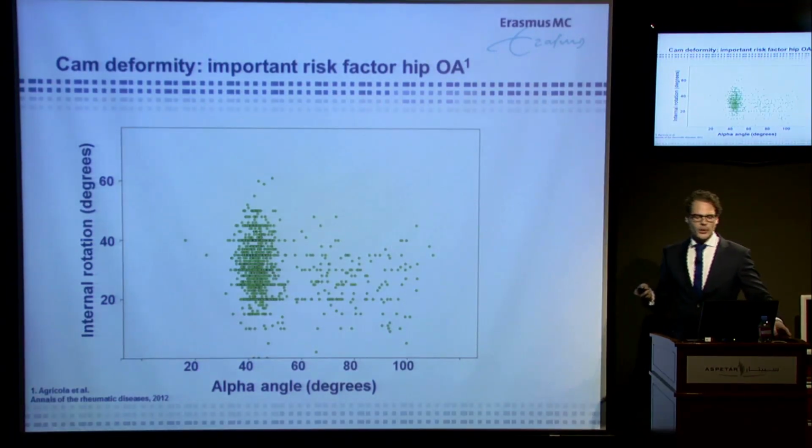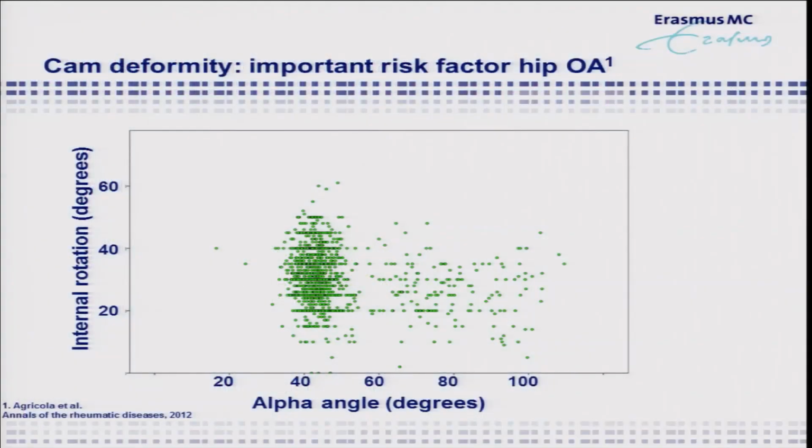But will it lead to OA? Another important question. We did a study in a large cohort of 1,000 Dutch subjects with a mean age, somewhat older people, mean age of 55 years. And on the x-axis, there's the alpha angle, so the measure of cam deformity, and on the y-axis, the degrees of internal rotation. And every green dot represents one hip. So there are about 2,000 hips in this figure, and these were all hips at baseline.